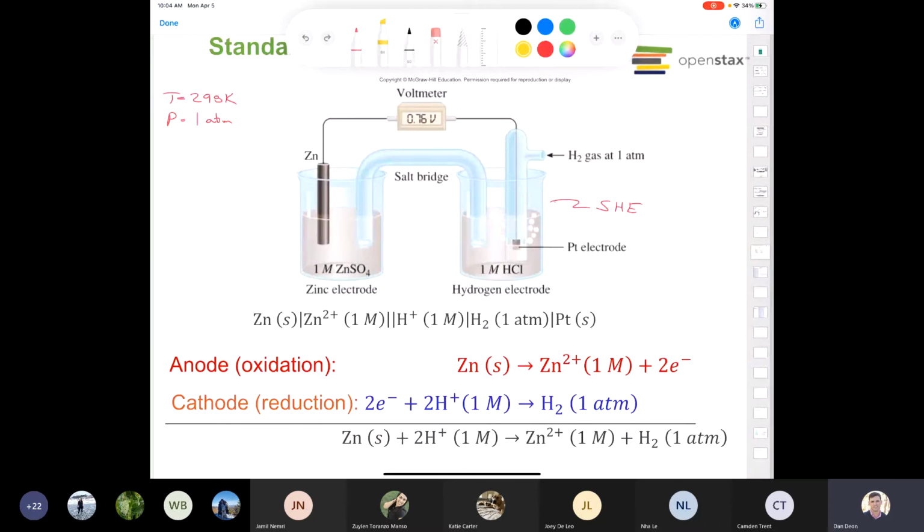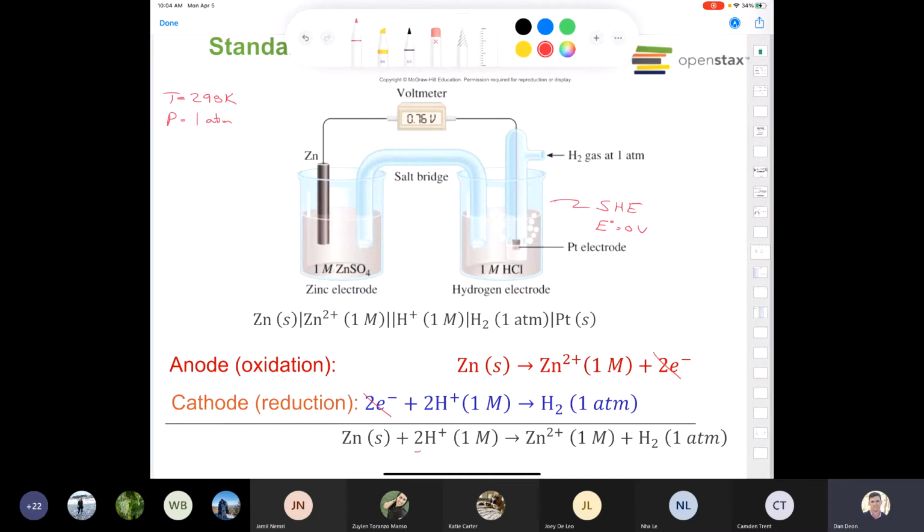When we add these 2 half reactions together, what happens? The 2 electrons cancel out, and we get this net ionic equation here. The zinc is being oxidized to zinc 2 plus, and the protons that come from the 1 molar solution of HCl are being reduced to hydrogen. Now again, we assign the standard hydrogen electrode a standard reduction potential of 0 volts.